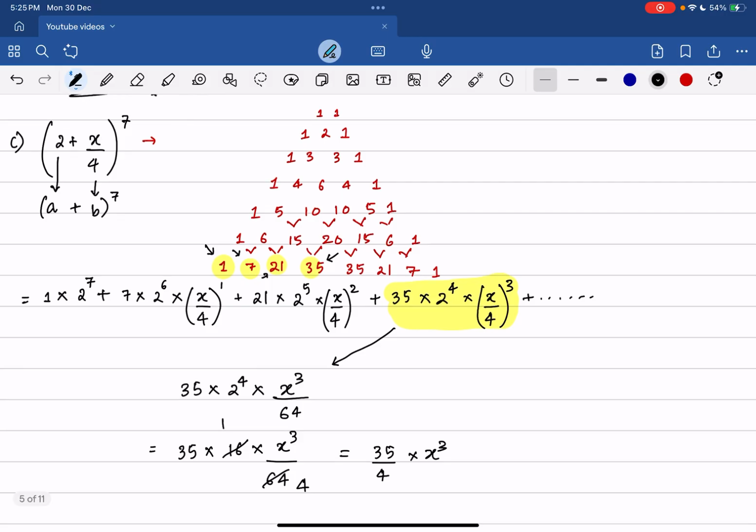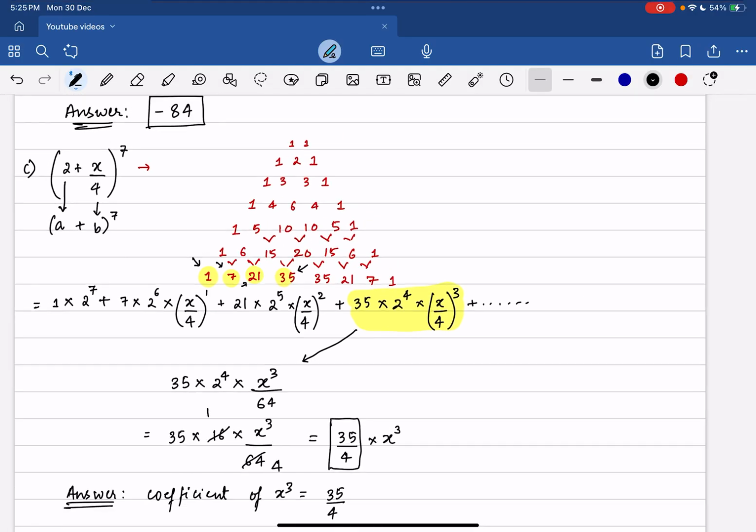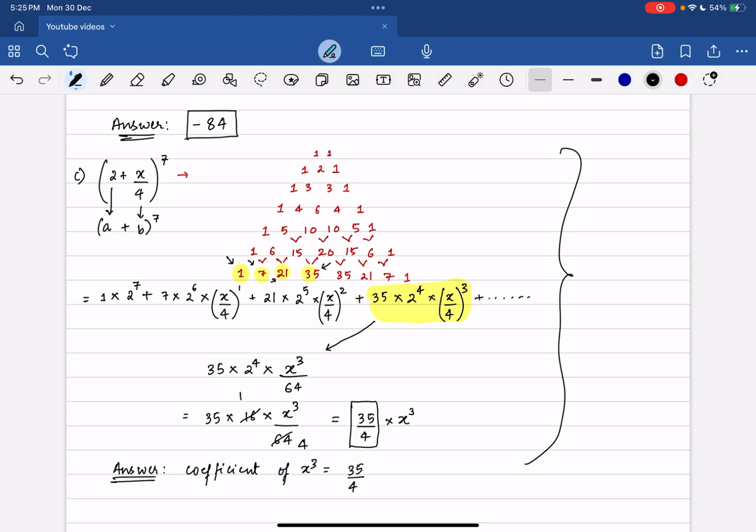What did they want? The answer that they were expecting was coefficient of x cube. Don't you think that should be my answer? So I'm going to write the answer here just to highlight that the coefficient of x cube is 35 over 4. Remember, in the final board exams, this is the kind of working that is expected to be shown.